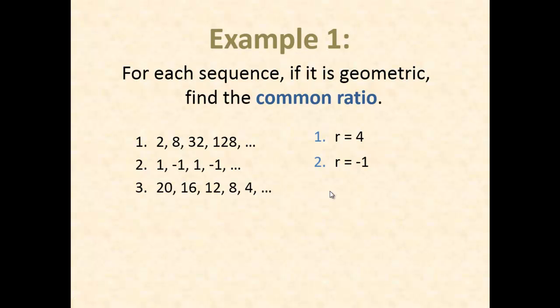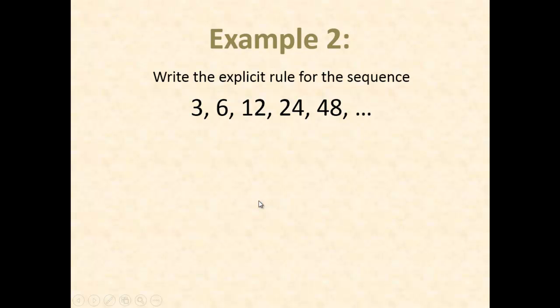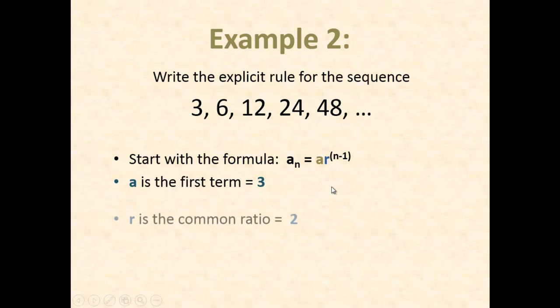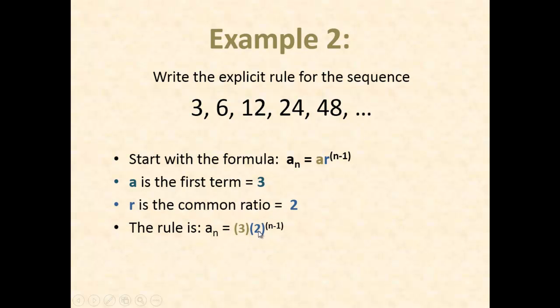Yeah, it is not a geometric sequence because it has no common ratio. Number 2, write the explicit formula for the sequence. The first term is 3. The ratio is 2. Start with the formula a_n equals a_1 times r to the power n minus 1. So a_n is 3 times 2 to the power n minus 1.